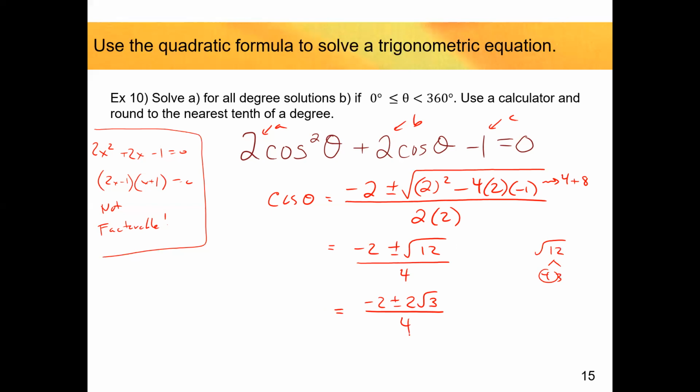All right, and hopefully from algebra or algebra 2, you learned the little trick. Mathematically properly, you'd have to factor out the 2 first and then reduce it with the 4. Or you can just ask what number goes into that number and that number. So I can divide each of those by 2, and I can reduce that down to negative 1 plus or minus the square root of 3 over 2.